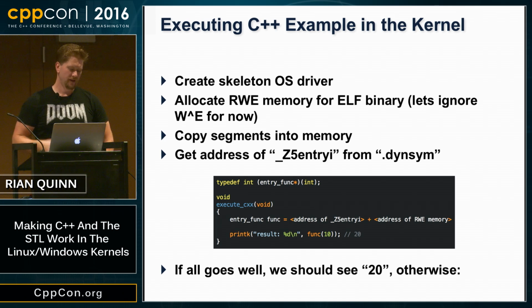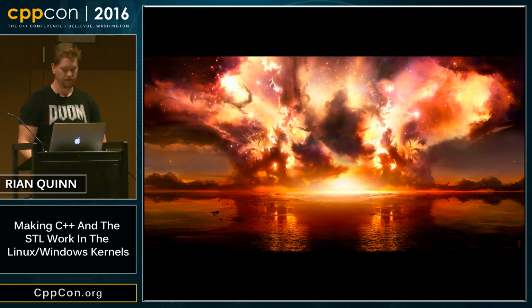So in this example here, I do that very simple math, and I run that function, which, if you recall, just adds 10 to the argument and returns the result. So I should see 20 as my answer. And sure enough, after we got this working properly, that's exactly what we saw. We were able to actually run C++ inside the Linux kernel, which was extremely entertaining. Of course, if it doesn't work, the result's pretty obvious.